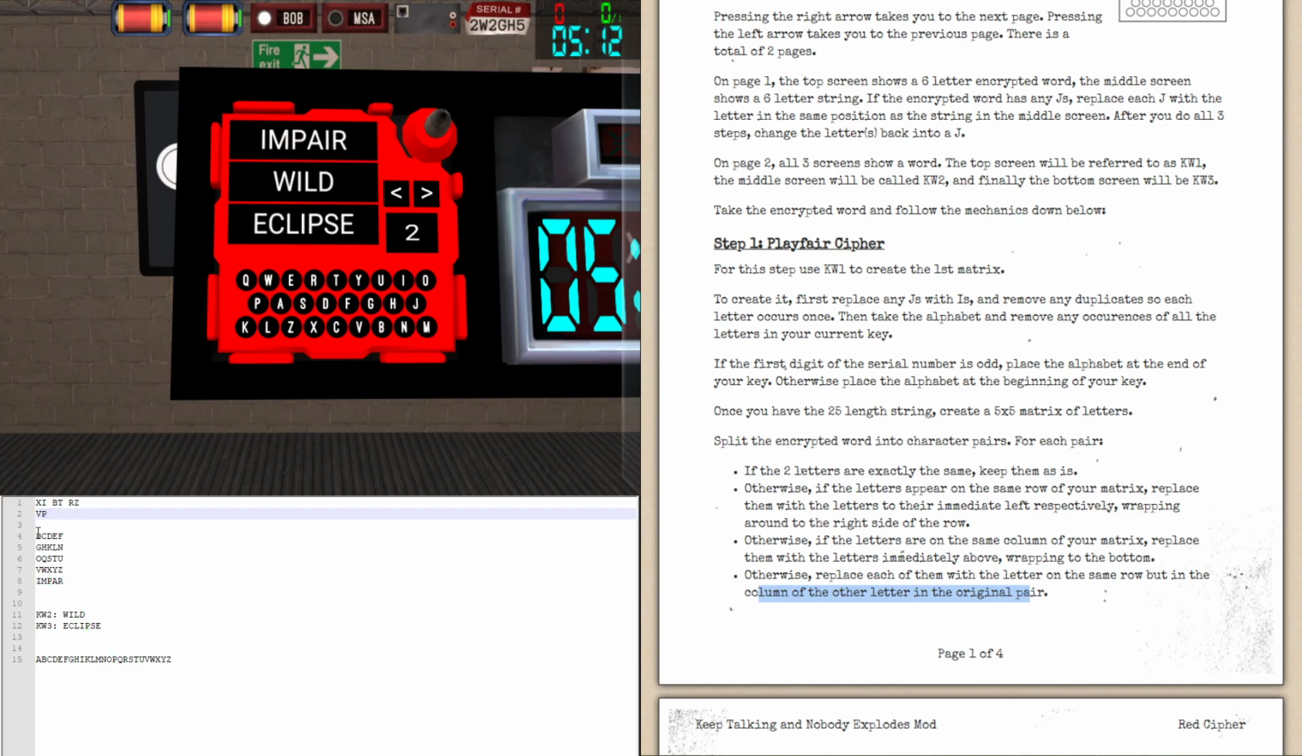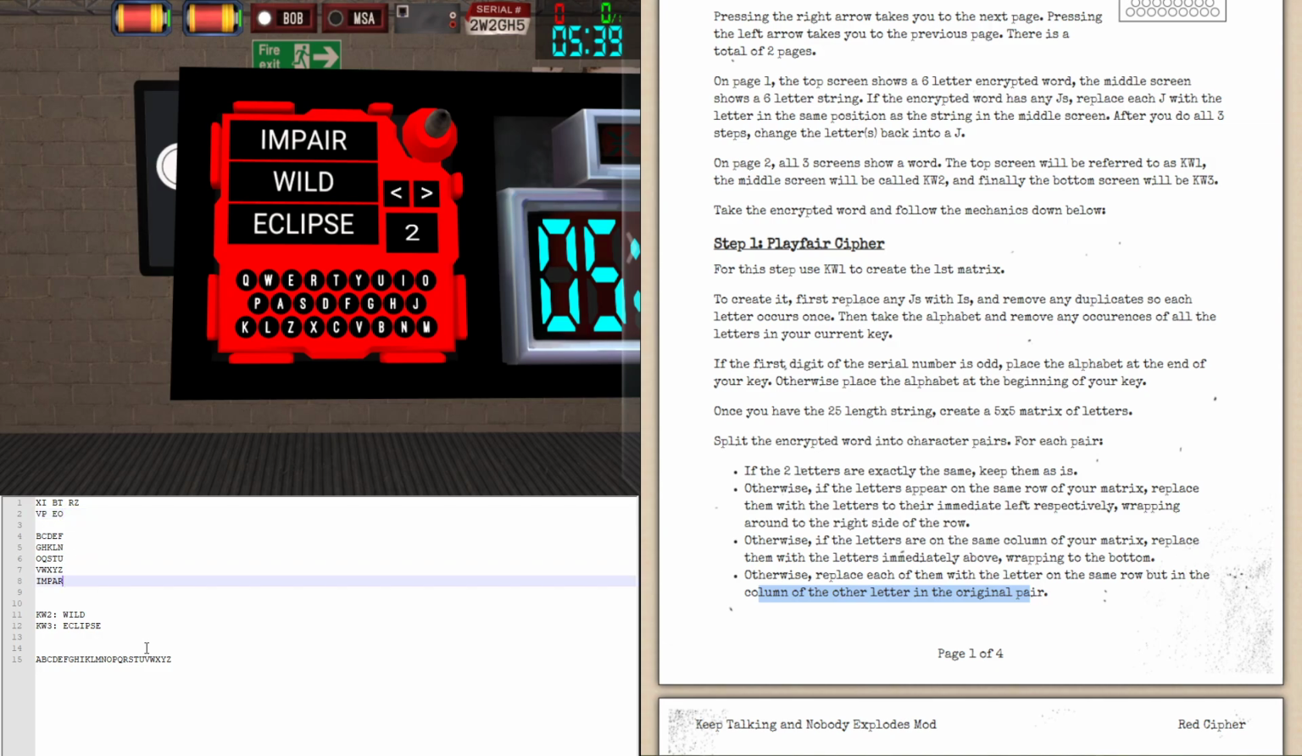Okay, moving on. B and T are over here. They're not in the same row, same column, and they're not the same letters, so we're going to do the same thing that we did for the XI. So from the B, we're going to go towards the column of the T, which is right over here, so B gets replaced with E. And then starting from the T here in the same row, but in the same column as the B, the T gets replaced with an O.